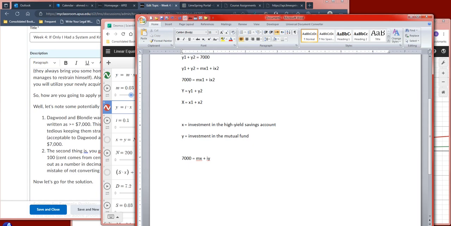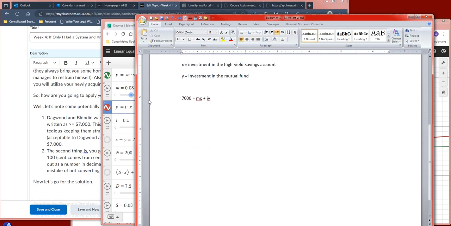So now remember, y is no longer the return on investments from this point onwards. From this point onwards, y is the investment in the mutual fund, and x is the investment in the high yield savings account. If you want me to explicitly show the multiplication operator, I'll just write it like that. Okay, so far, so good. Are you with me?